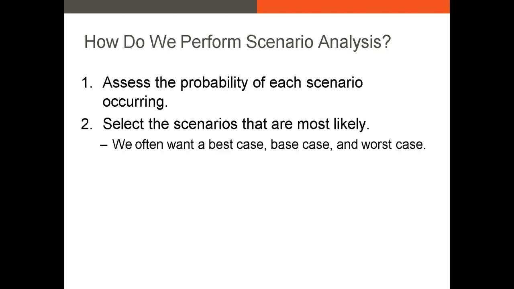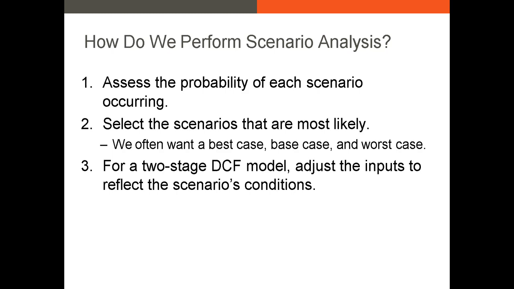And a lot of the time, we'll use our base case, so the initial scenario that we came up with where we had some basic inputs, and then we might want to include a best case or a better case, and then also a worst case scenario that's somewhat likely. Now, if we're using a two-stage DCF model, at this point, once we've selected the scenarios that we want to model, this is where we adjust our inputs to reflect the scenario's conditions. So if we expect to see a lower long-term growth rate in the overall economy, we might decrease the growth rate in our DCF analysis to reflect this.